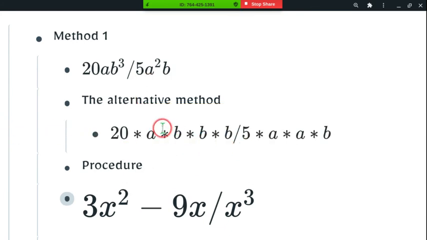If this method is comfortable for you, you can go ahead and do it, where you just cross out. So, for example, this one would have been eliminated, that one would have been eliminated, so the only thing you have left is 1a. You would cross out another b here and another b here, so all you have left is 20 b times b. And what do we say b times b is? B squared. So we have 20b squared divided by 5a.